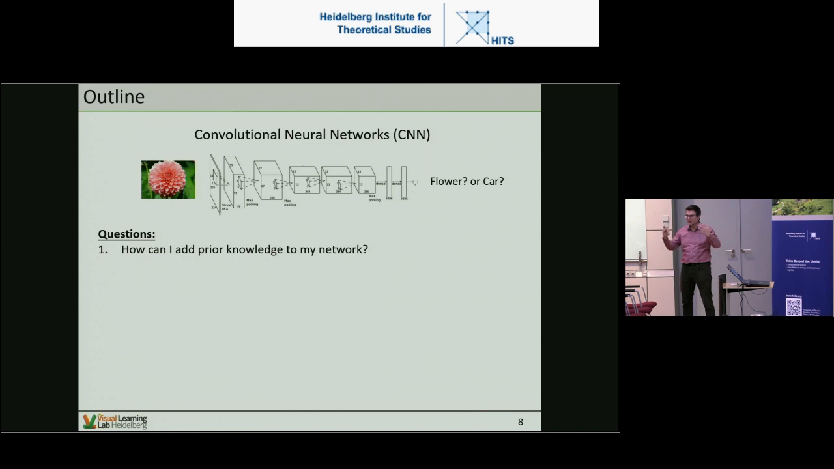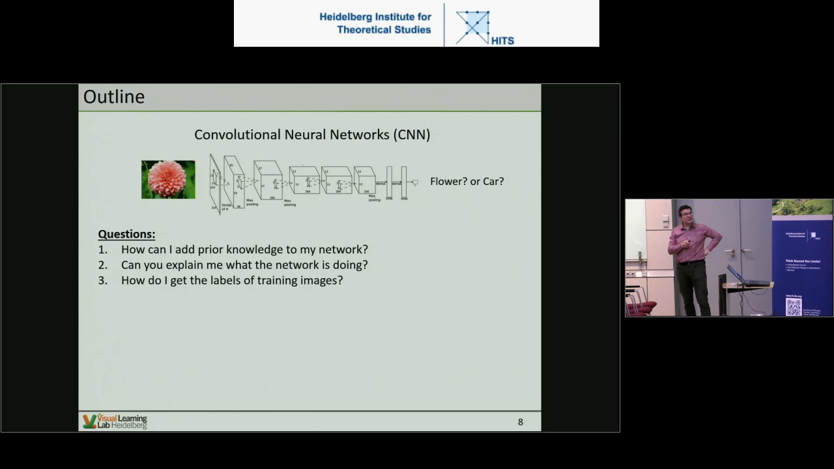but there are all sorts of prior knowledge, even, we talked to some legal people who've got completely different forms of prior knowledge, and how to incorporate that in the network. That's a very interesting question. The second question is, can you explain to me what the network is doing internally? And I will explore a bit on this, what we're currently doing. And the last question is, how do you get labels of training images?